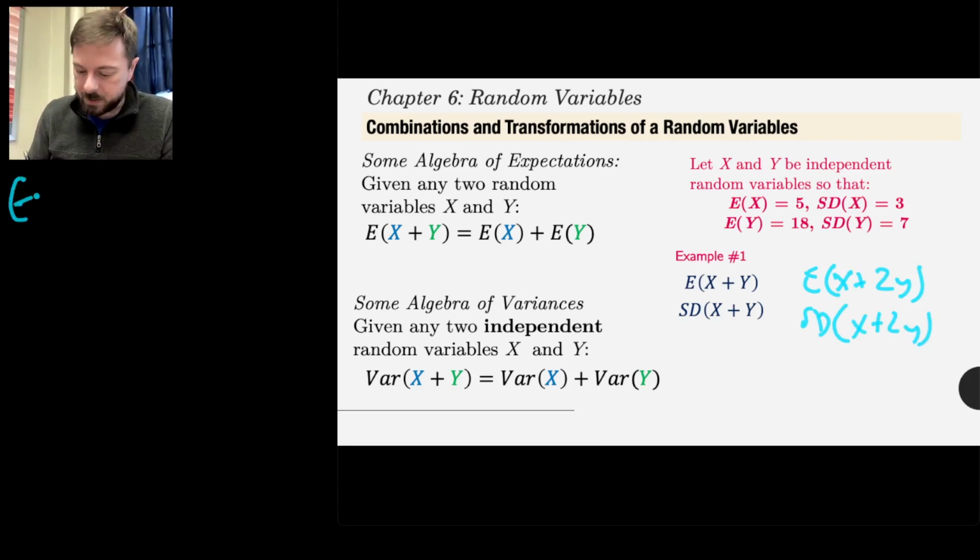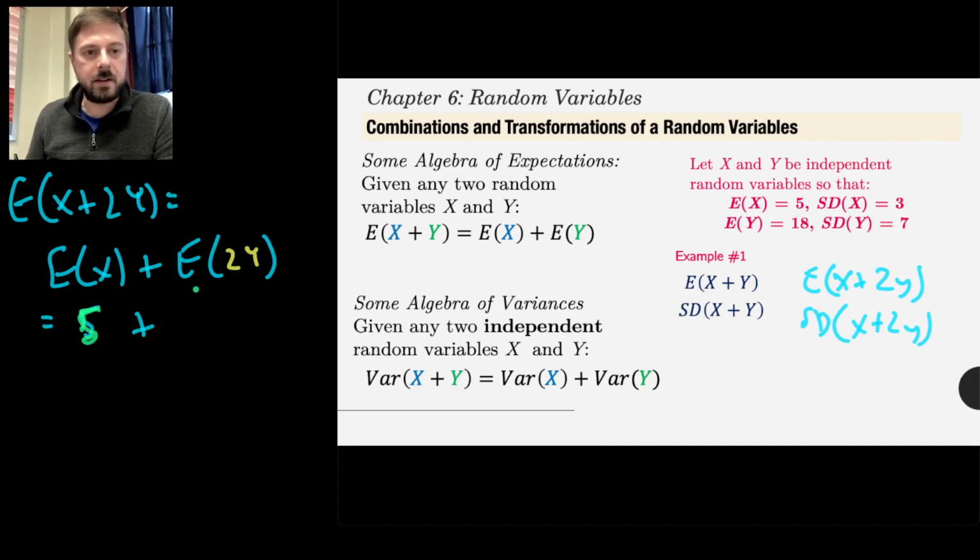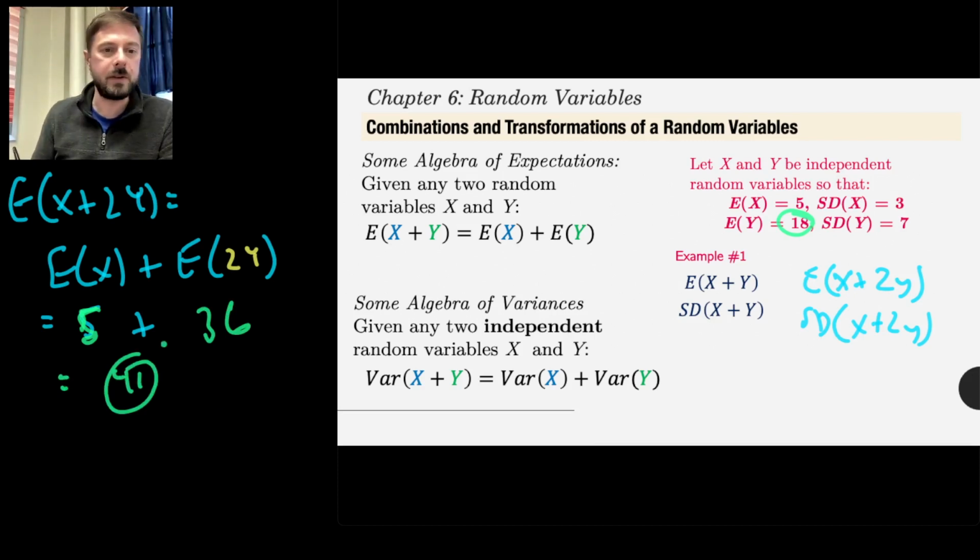If I was to do this problem, the expected value of x plus 2y will equal the expected value of x plus the expected value of 2y. We know the expected value of x is 5, right here. And the expected value of 2y will be 2 times the expected value of y. So 2 times 18 is 36. And then 5 plus 36 is 41. So the expected value of x plus 2y is 41. That's easy. Nothing too fancy there.